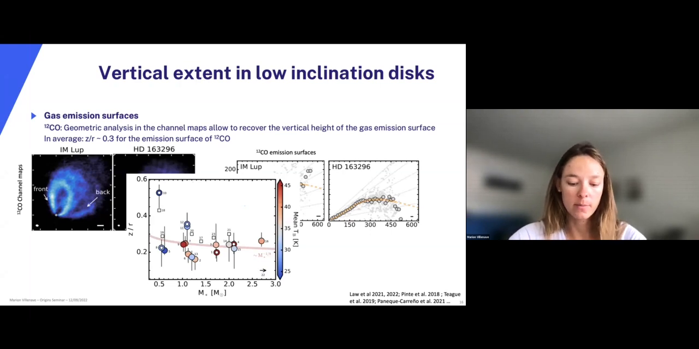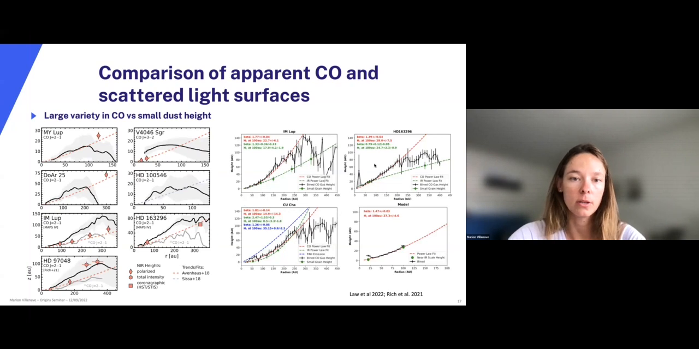Now I showed you some estimates of the gas emission surface and of the scattered light emission surface, and we can also compare them together. So here I show in black the gas emission surface, while the green points or pink points correspond to the scattered light emission surface. What this work found is typically that at smaller separations from the star, less than 100 AU, the gas and the scattered light emission surfaces are coincident, while if you go to further radii, then the scattered light surface is lower than the CO surface, which is likely due to optical depth effects. The CO would be more optically thick than the scattered light, or more quickly optically thick than the scattered light, and will appear higher than the smaller grains.